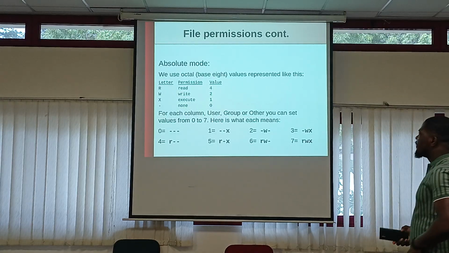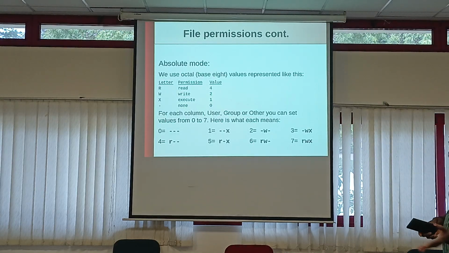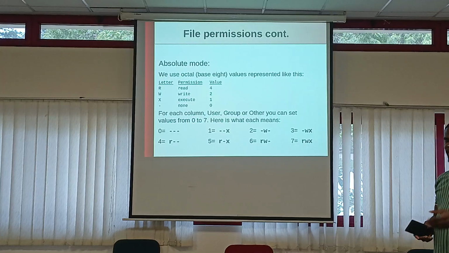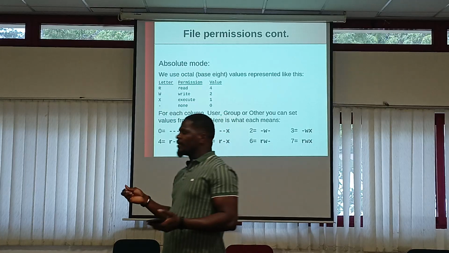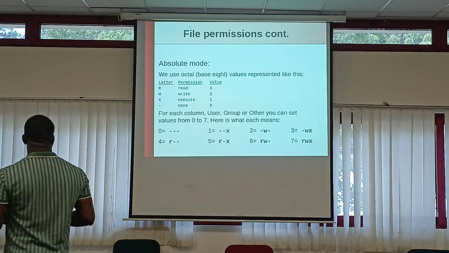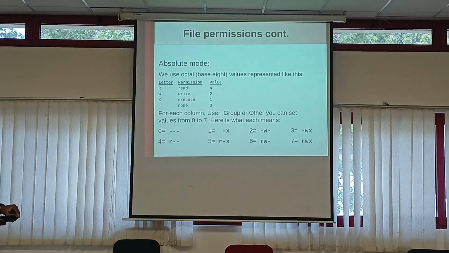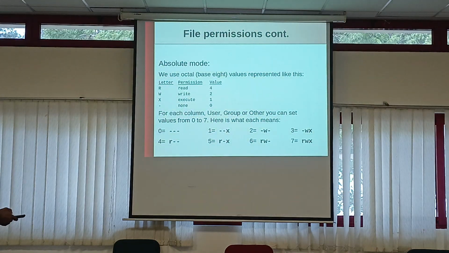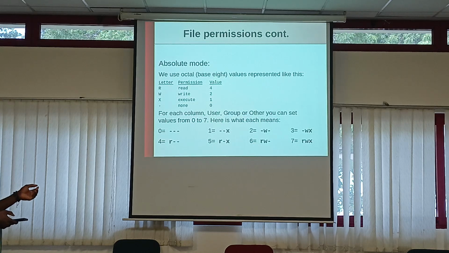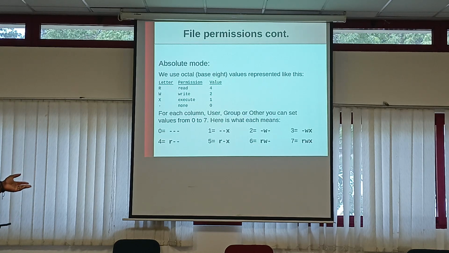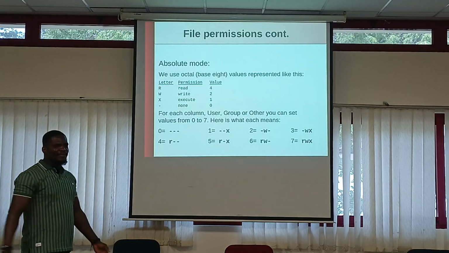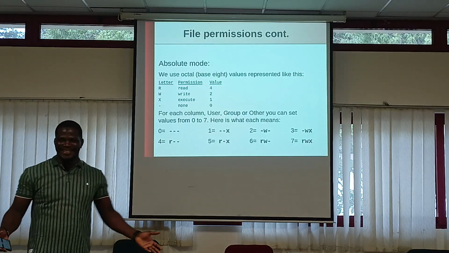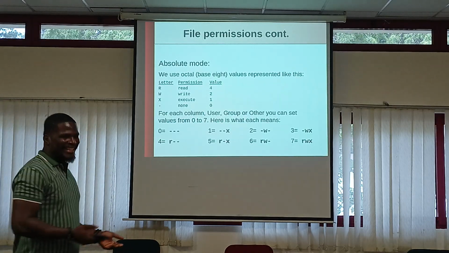Read is 4, write is 2, and execute is 1. If you add 4 plus 2, it's 6, which means both read and write. If you add 4 plus 2 plus 1, it's 7, which means the identity has read, write, and execute. So for each column and user, you can set values from 0 to 7. If you just want to give a read access, it's 4. If you want to give read and write, it's 6. If you want to give all of them, it's 7. So when you see a folder of 777, it's everyone do as you like.